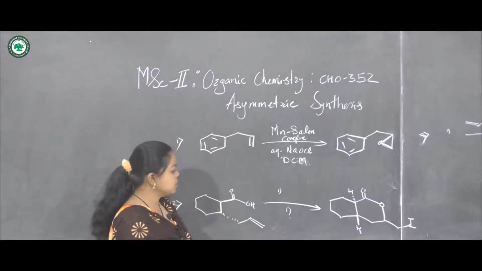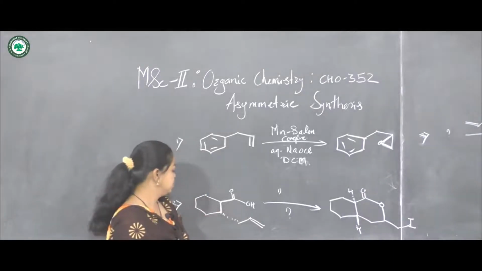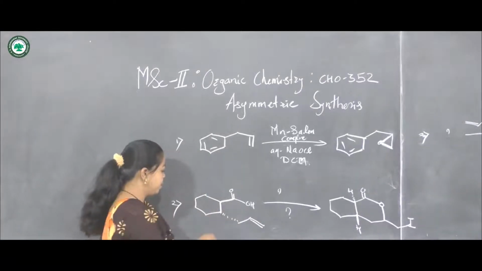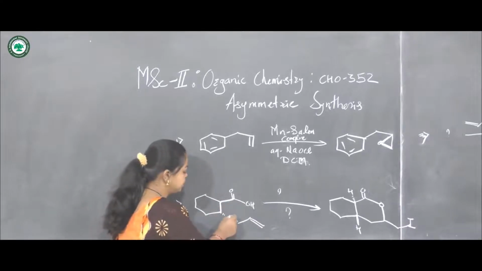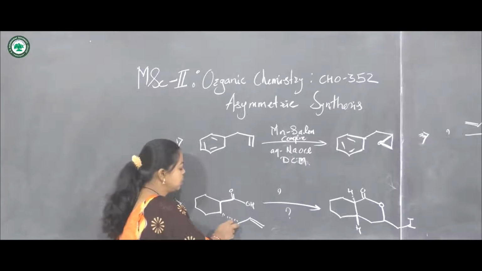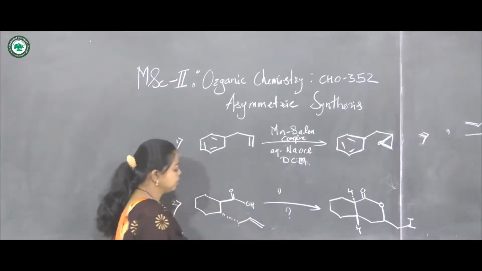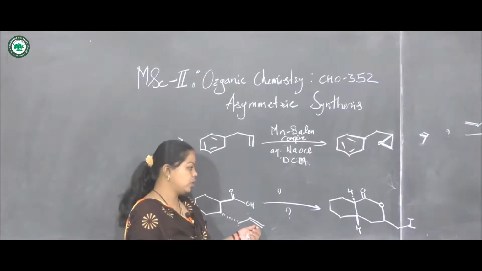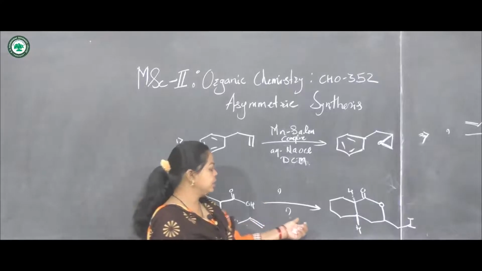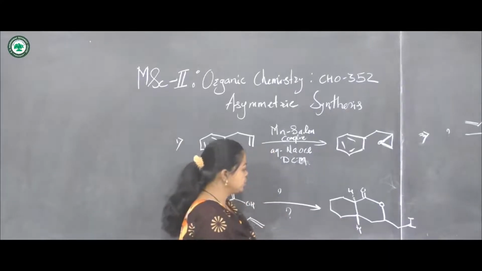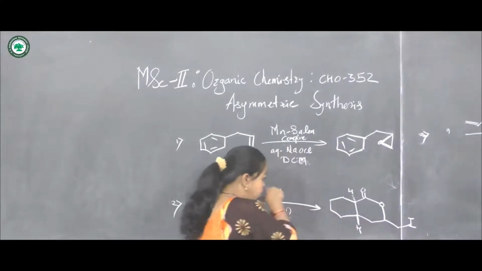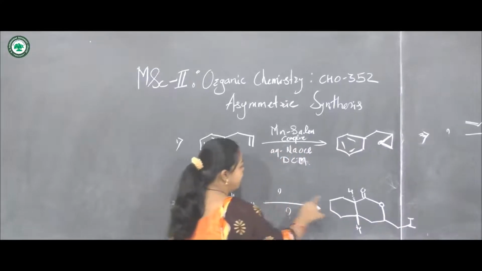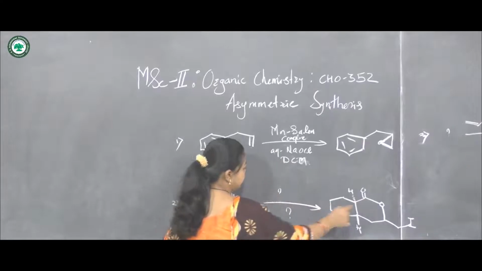Now let us consider the second reaction. Here a carboxylic acid group is given, then an alpha oriented substituent is given which contains a double bond, and reagents are not given. It is converted into the corresponding iodine compound, and this acid is converted into a lactone.